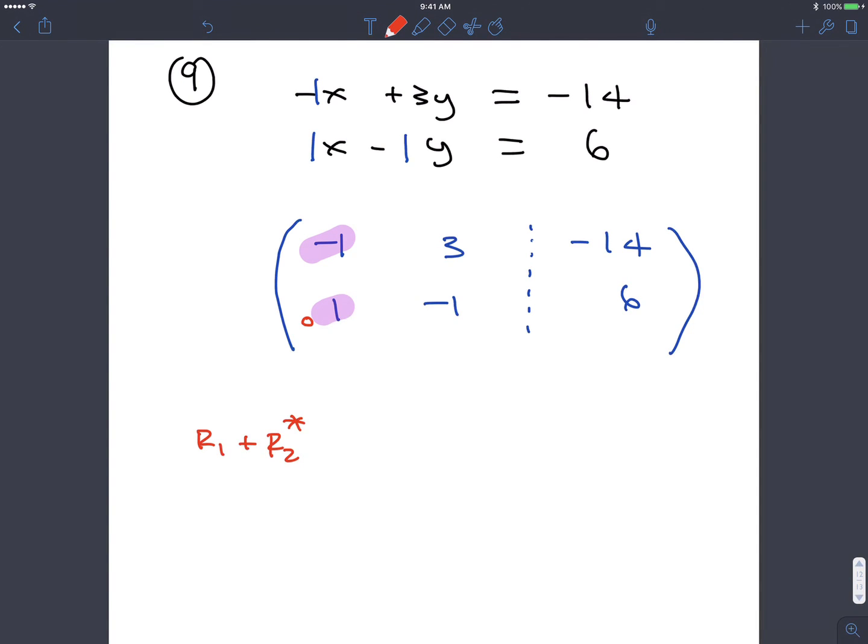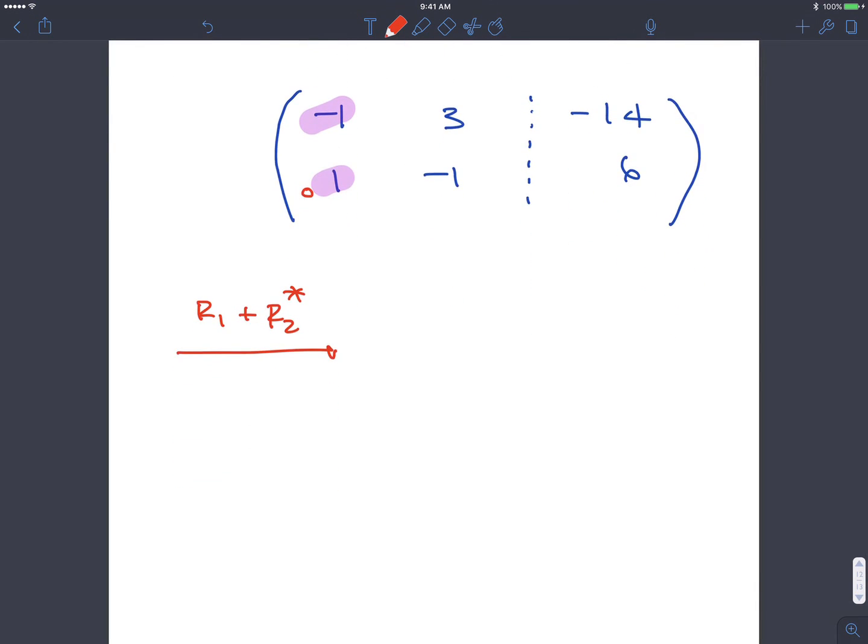We'll change row 2 and we get the 0 where we need. Negative 1 plus 1 is 0. 3 plus negative 1 is positive 2. Negative 14 plus 6 is negative 8. Row 2 changed. Row 1 staying the same. Negative 1, 3, negative 14.